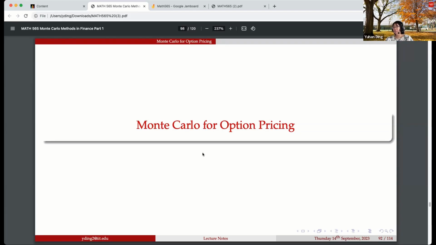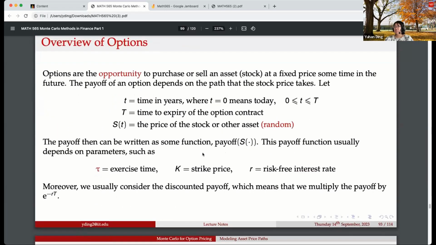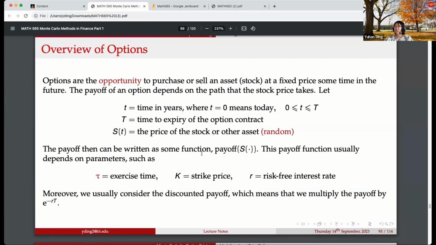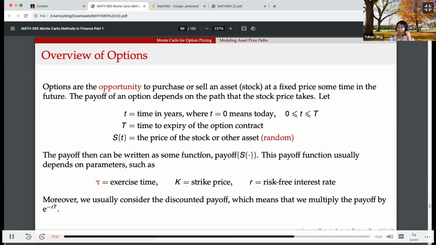Okay, last time we talked a little bit about options. So far you should have some concept of what the idea is. An option actually gives you one opportunity to purchase or sell a stock at some future time, okay?